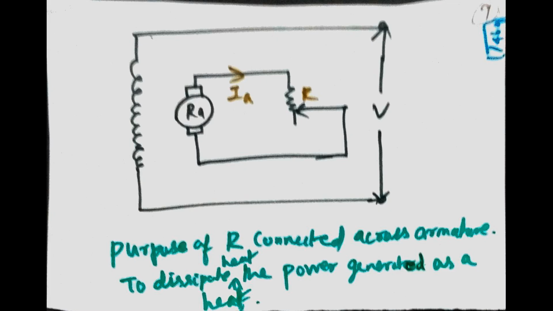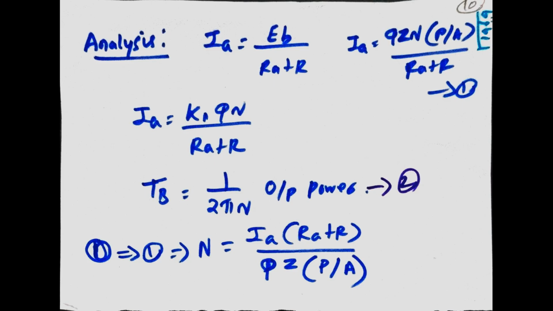Analysis. IA is equal to EB divided by RA plus R. IA is equal to phi Z N (P divided by A) divided by (RA plus R). IA is equal to K1 phi N divided by RA plus R. TB, the braking torque, is 1 divided by 2 pi N times the output power. The first equation comes to N is equal to IA into (RA plus R) divided by phi Z (P divided by A).